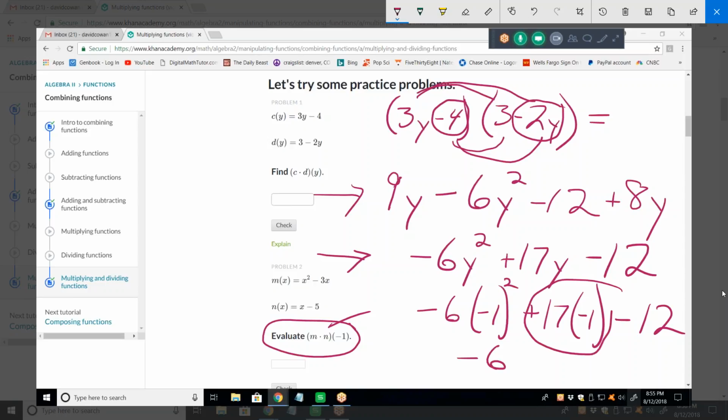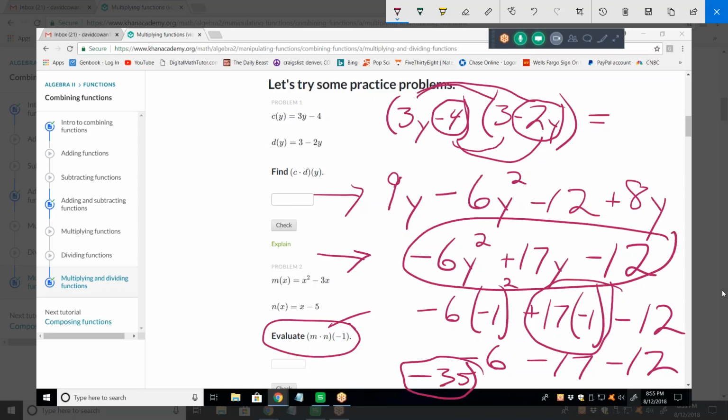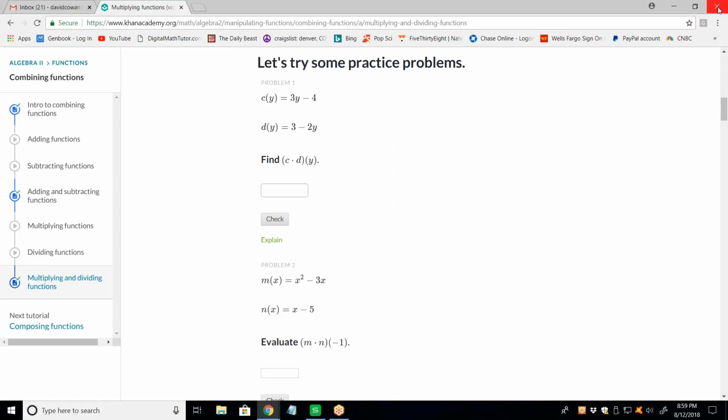What's that? So that's negative 17. Minus 12. Well, what is all of that together? You basically can add all three of those numbers and they're all going to be negative 35. Yeah. So our two answers that we want are that one and that one. Now, let's see if I can remember that. Minus 6y squared plus 17y minus 12 and negative 35. Okay, minus 6y squared.